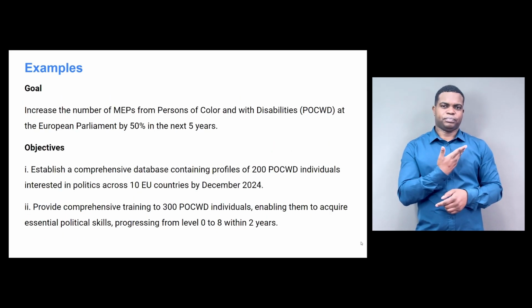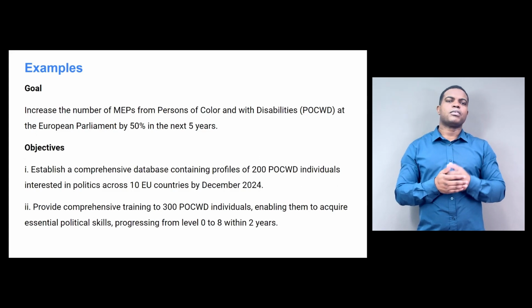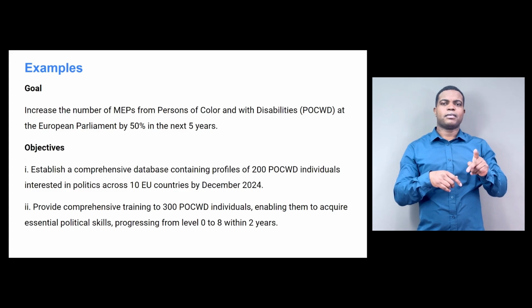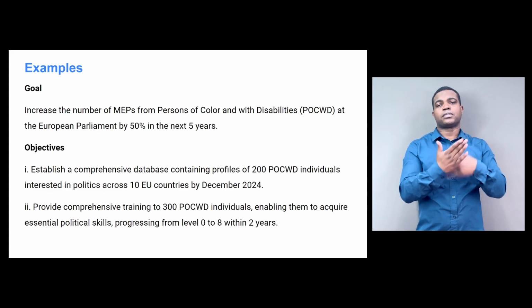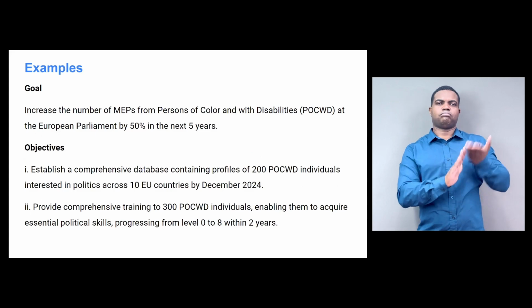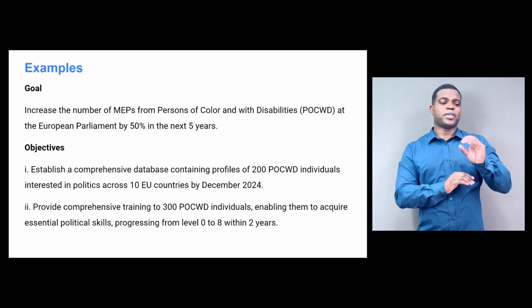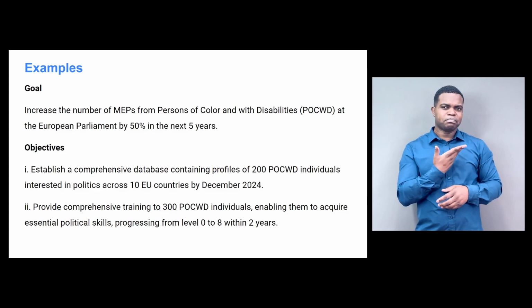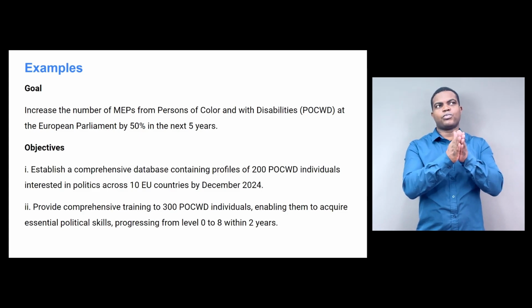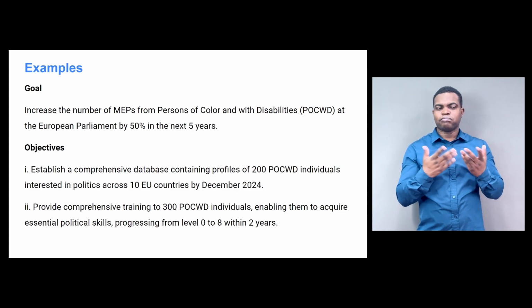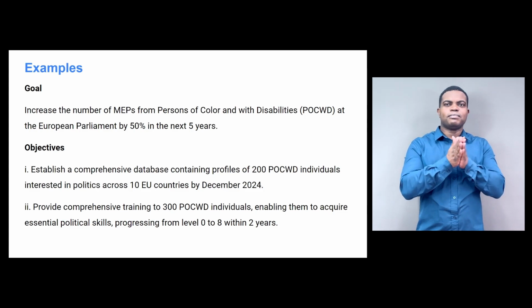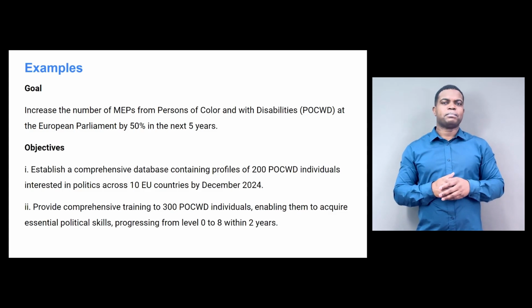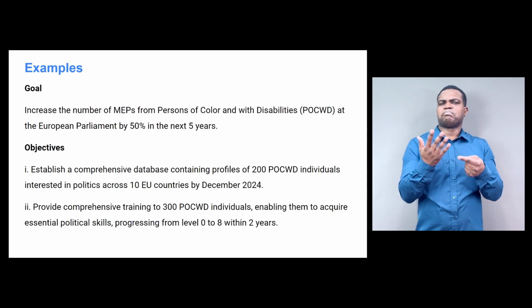So this is another example. Let's say the goal here is to increase the number of MEPs from persons of color and with disability at the European Parliament by 50% in the next 5 years. So we can see that this goal is ambitious, it is emotional and inspiring, and it is long term. So 5 years.